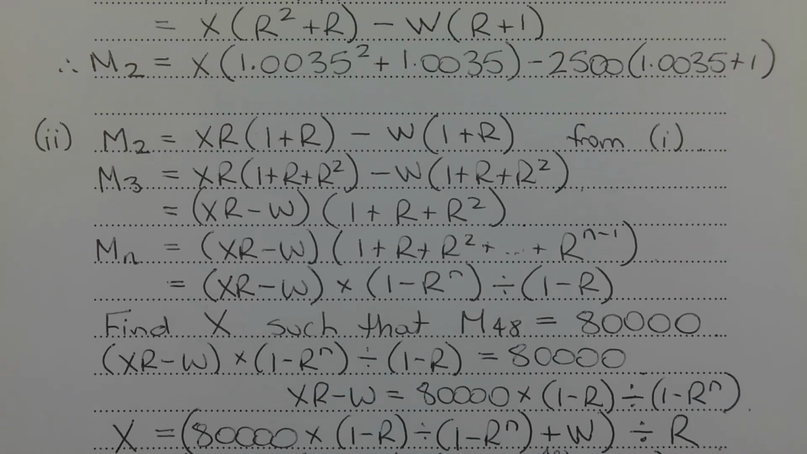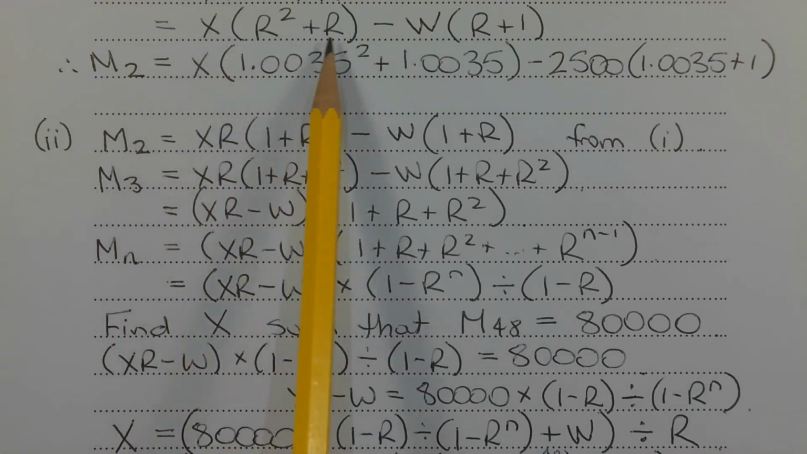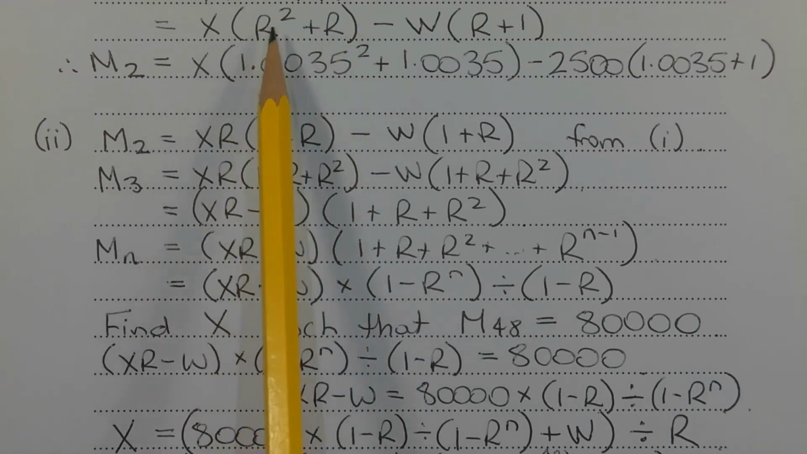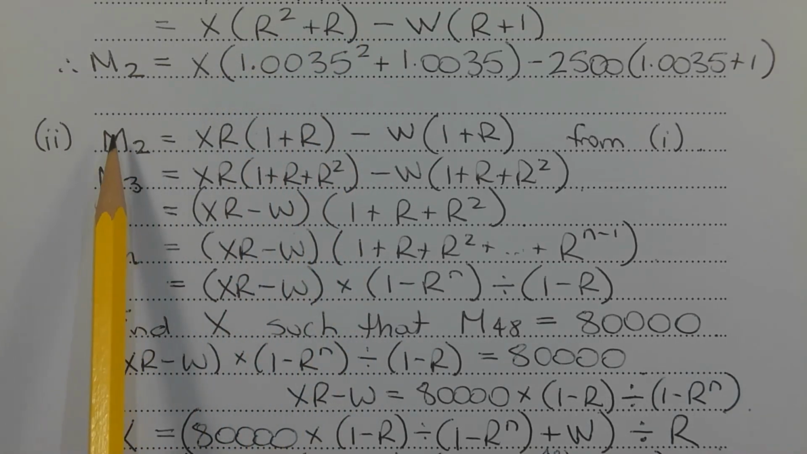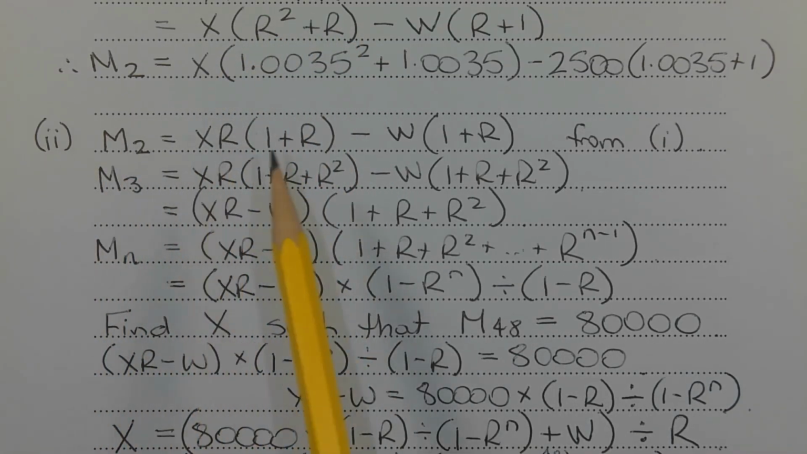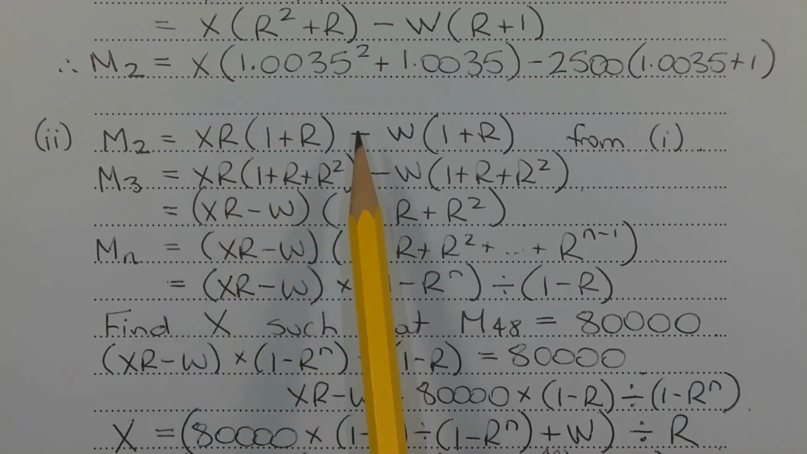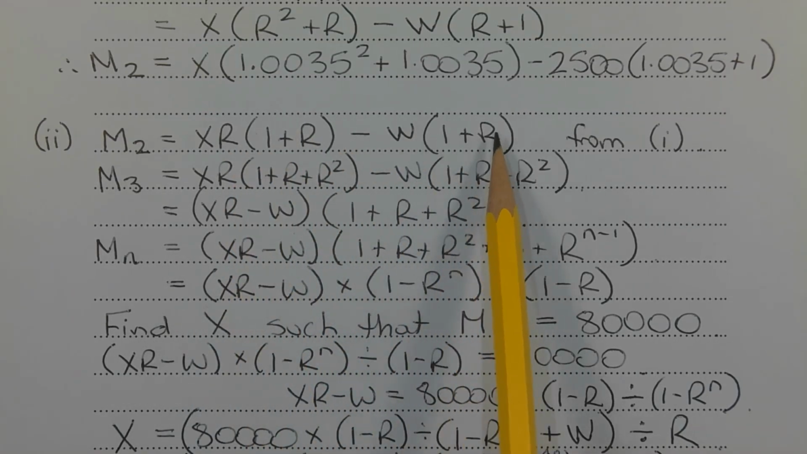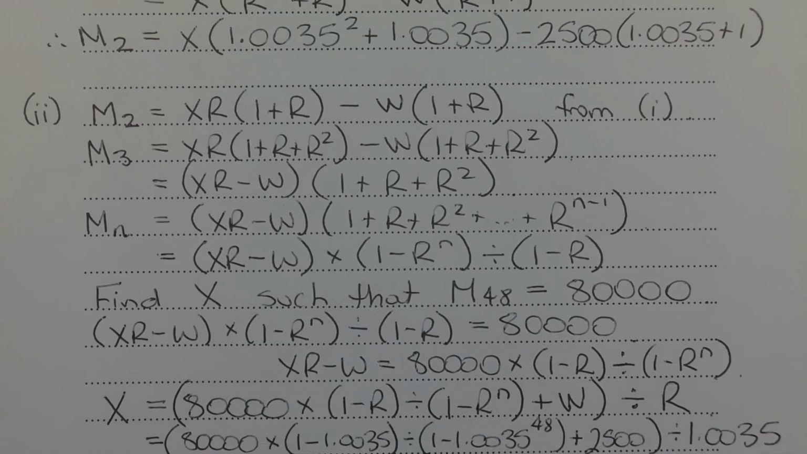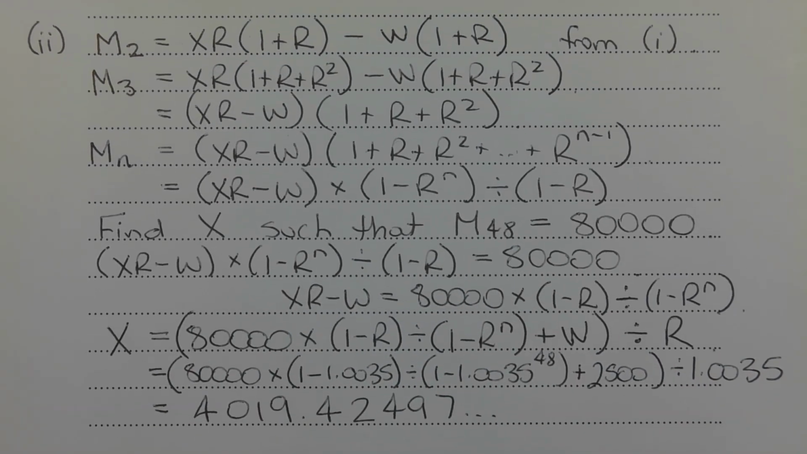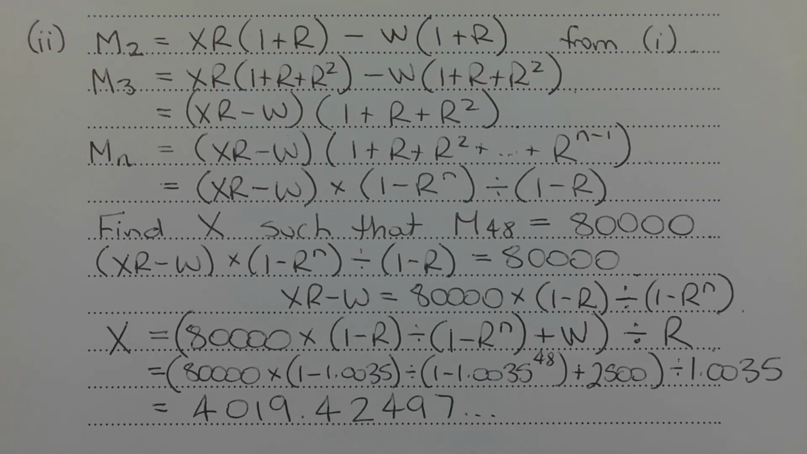So what I'm going to do is factorize out R in this term here. So I'm going to factorize out R here, and we're going to end up with M2 is equal to XR(1 + R) minus W(1 + R). And this was the result that we got from Part 1. Now we can move on and find an expression for M3.